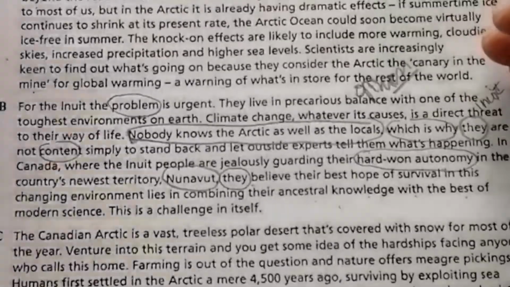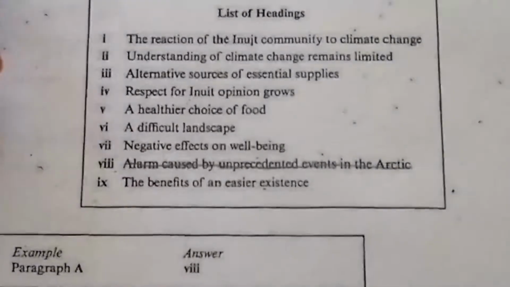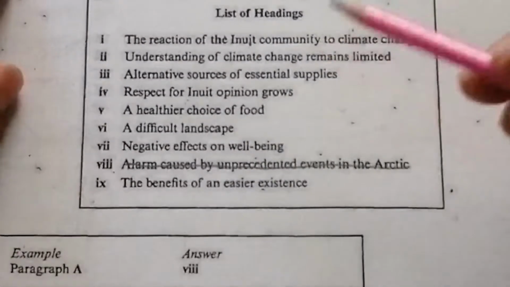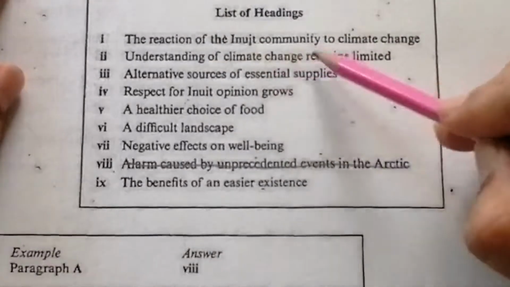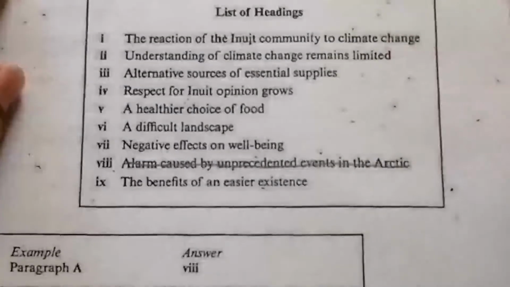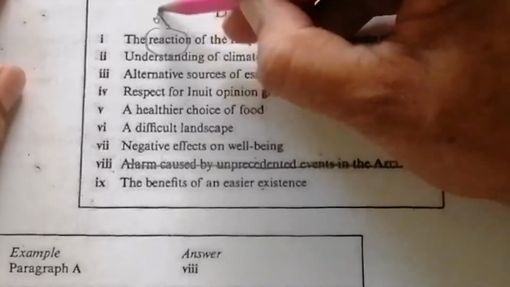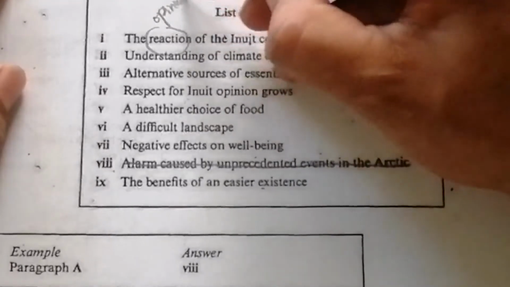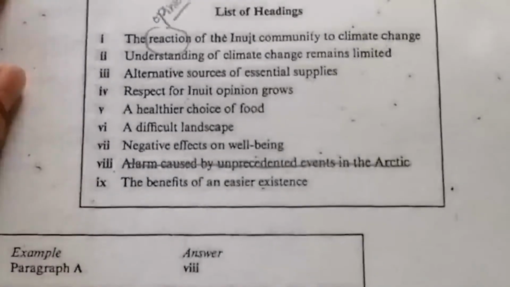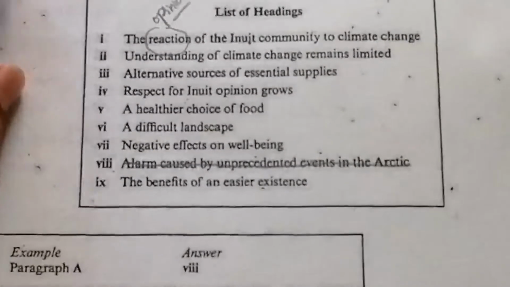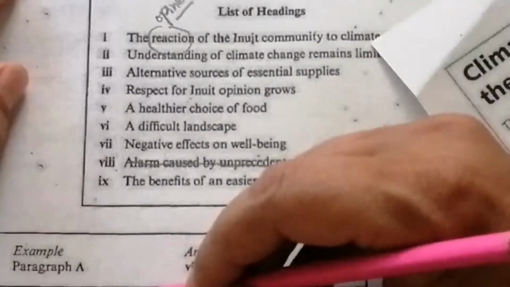So let's find the heading. We can see the reaction of the Inuit community to the climate change. Reaction means opinion. So we have got the answer for paragraph B, and the answer is heading number 1. So we can write here 1.